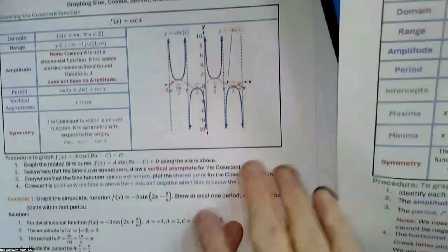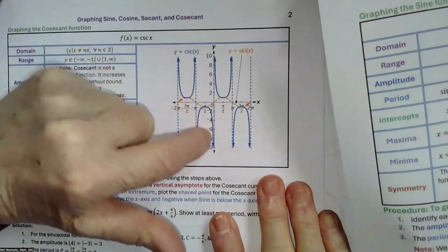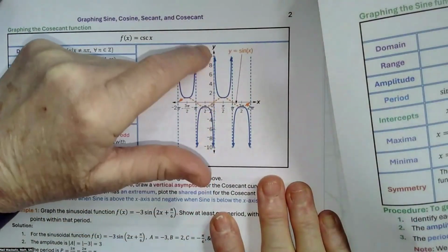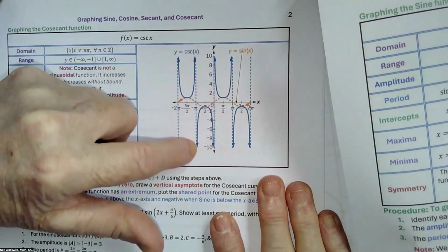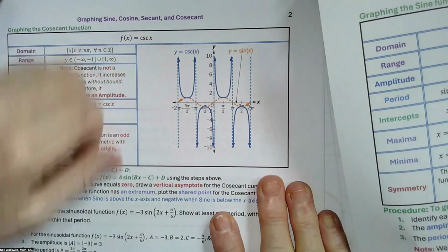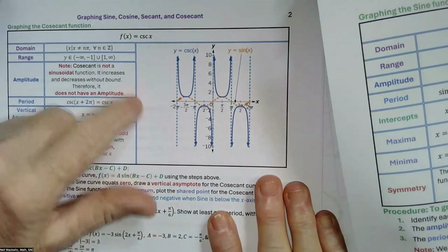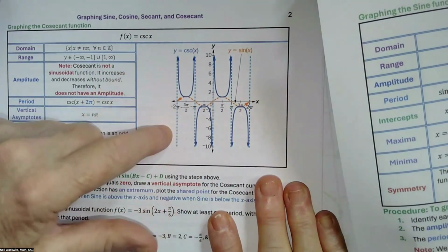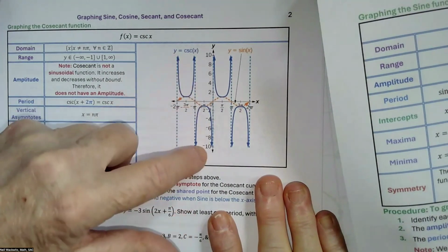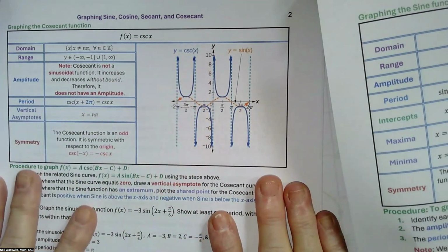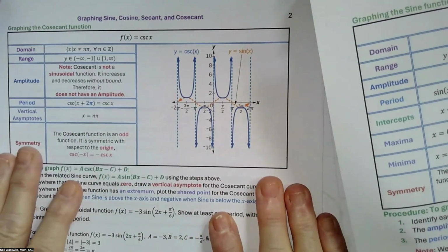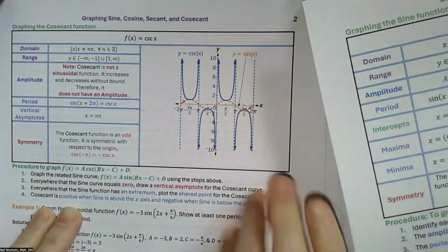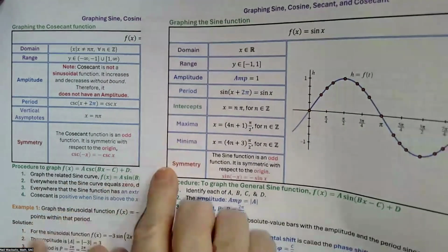So let's just look at that part of the graph. At x equals 0, at x equals pi, at x equals 2 pi, negative 2 pi, there's going to be an asymptote for cosecant. Do you see the sine function in there? It's smaller than I wish, but okay, so let's keep going.